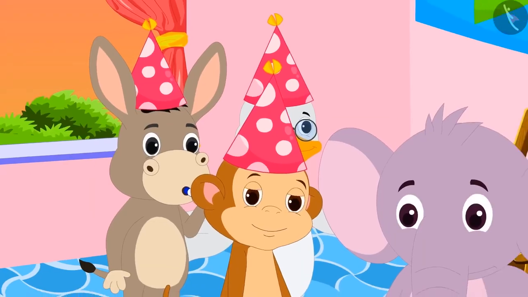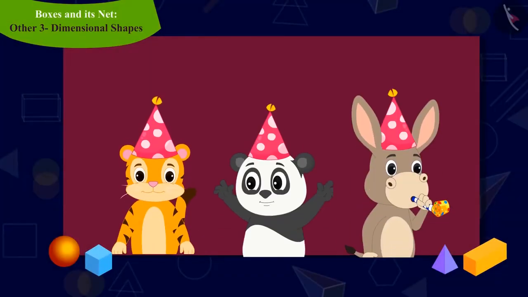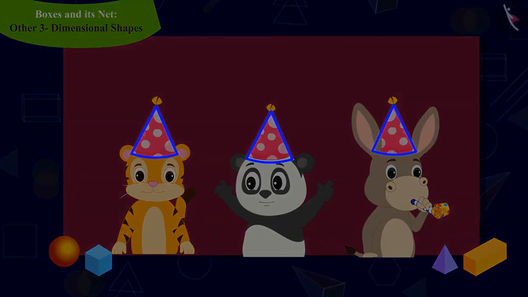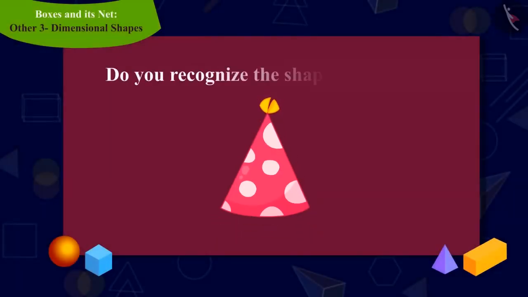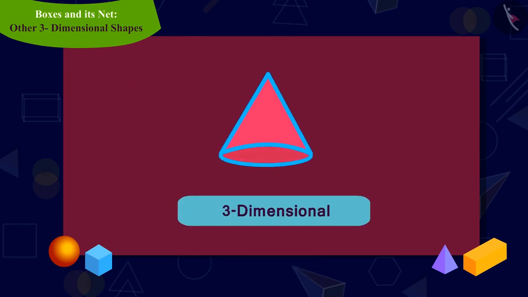Chanda now saw everyone in the party wearing a hat of this shape. She's wondering, what shape is this? And what will the shape of its net look like? Do you recognize the shape of the cap? This is an open cone. It is a three-dimensional shape which has only one curved surface.